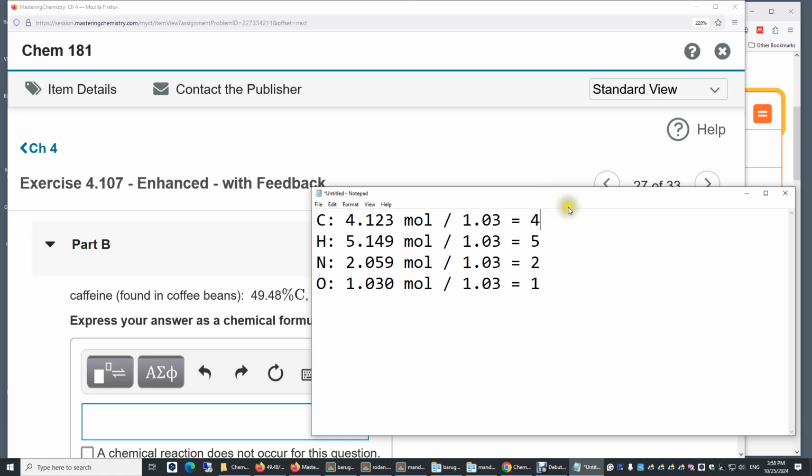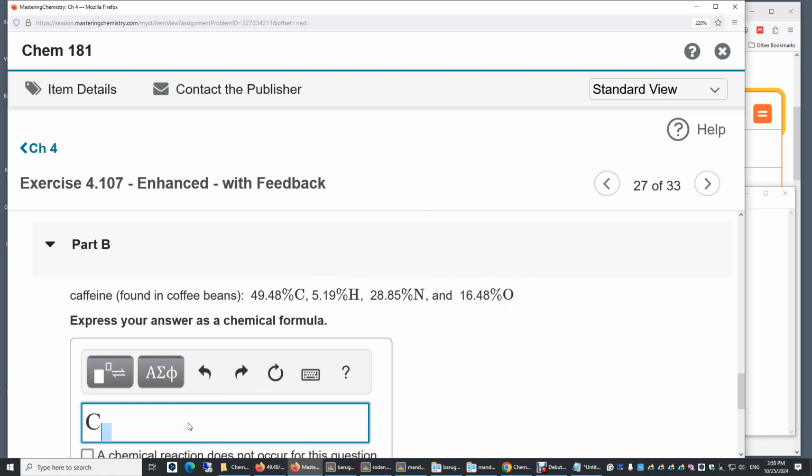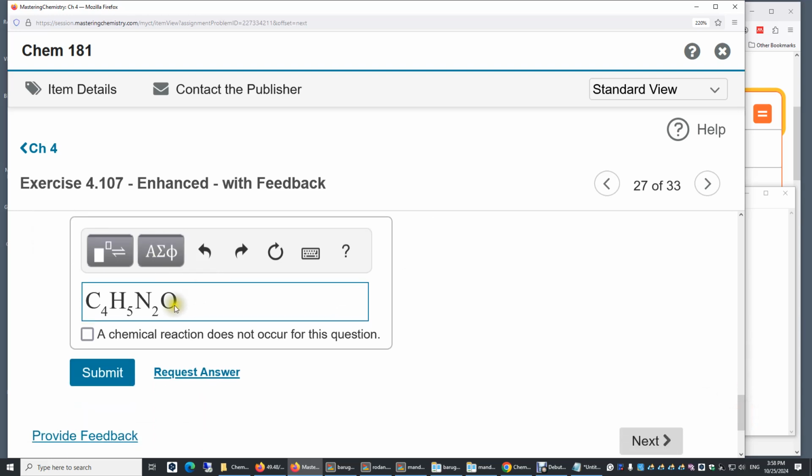So the ratio should be 4 carbon, 5 hydrogen, 2 nitrogen, 1 oxygen. So the formula is C4H5N2O. If you have only one oxygen, you do not have to specify the subscript 1.